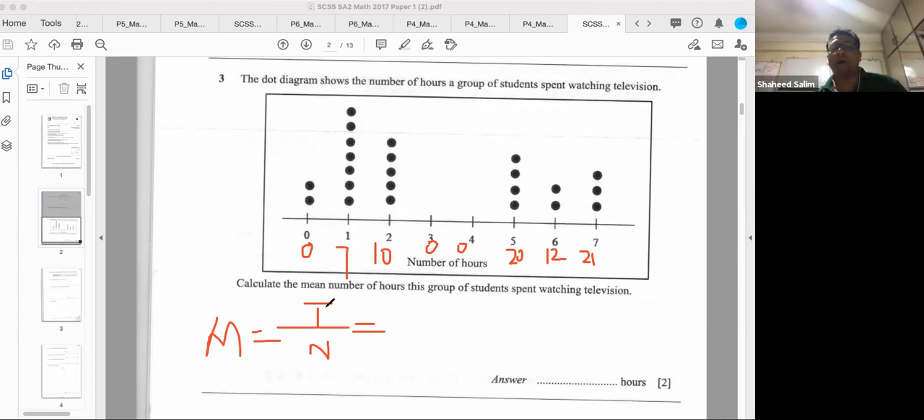T is what? Total number of hours. This one, all this, add up all this one. T, all this one, now you must add the one that we calculated. N is number of people. All these dots, all the dots must come.